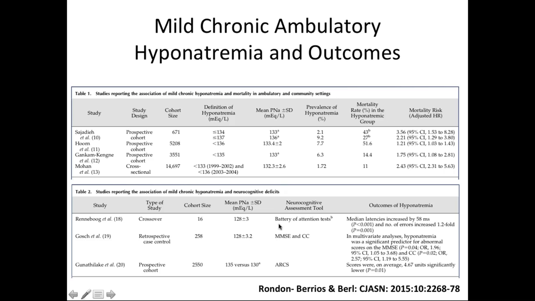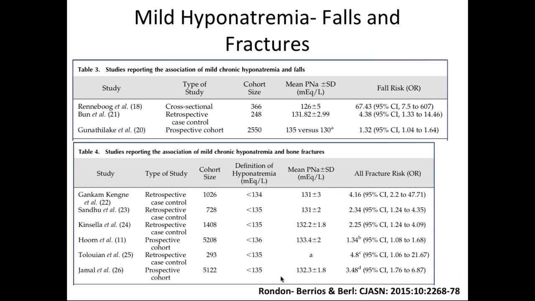This study also looked at all the other parameters as well, including neurocognitive deficits. Those have been noted in multiple different studies, as well as falls. The odds ratio of falls is anywhere from 1.3 to 67. And with falls, there come bone fractures as well. There is also a thought that because of sodium loss from the bones, this leads to weakening of the bones. So falls are higher, as well as fractures, with hyponatremia.